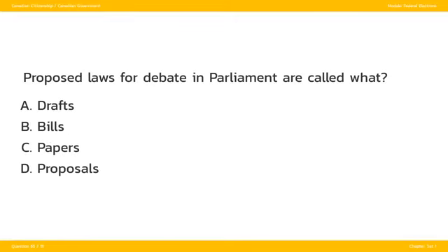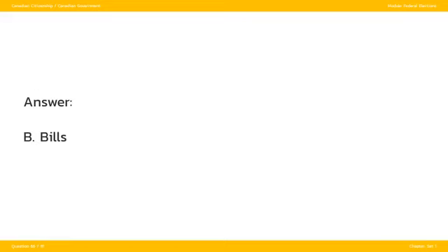Proposed laws for debate in Parliament are called what? A. Drafts. B. Bills. C. Papers. D. Proposals. The answer is B. Bills.